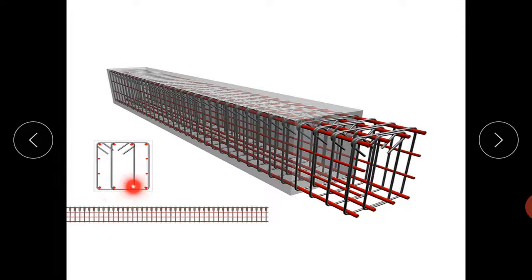These members are known as stirrups. This reinforcement is known as stirrups, which is a loop of less diameter bars. To avoid shear failure or to balance shear stresses, these stirrups are used, and stirrups hold the main reinforcement in position. Also, they prevent the diagonal tension cracks.